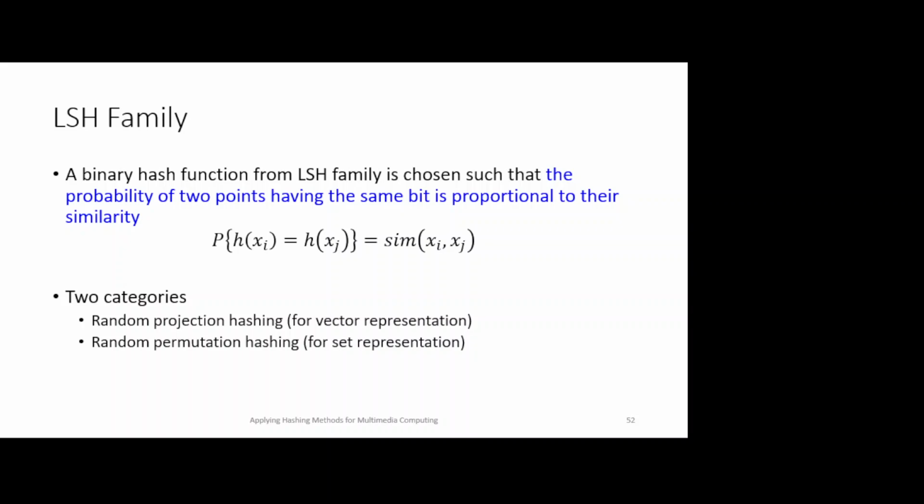We can generally express it like this. The probability of the hash of xi being equal to the hash of xj can be expressed by the similarity between xi and xj.